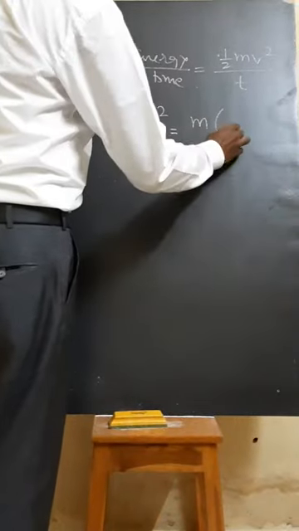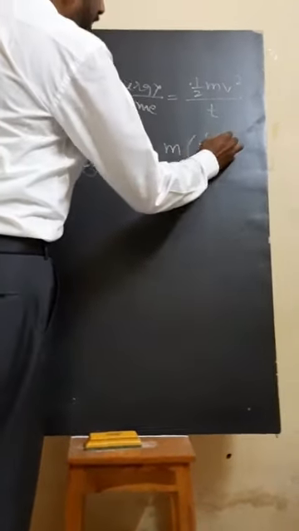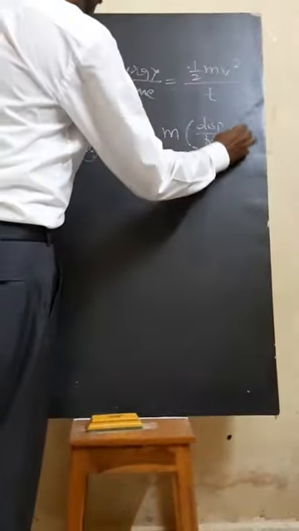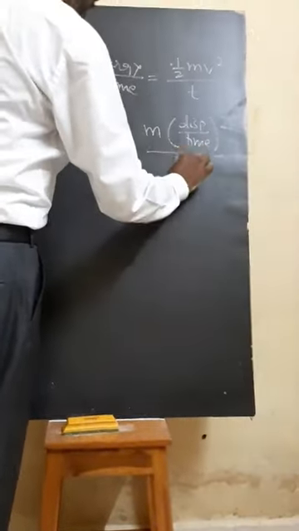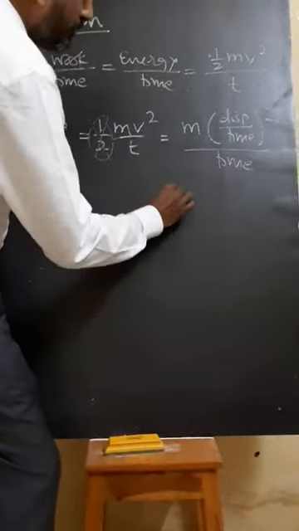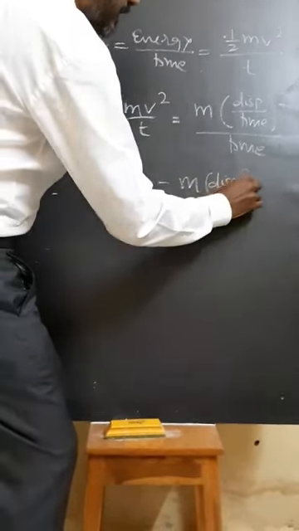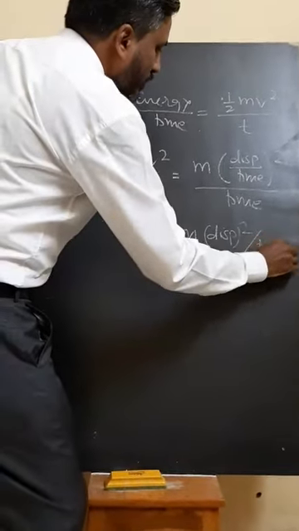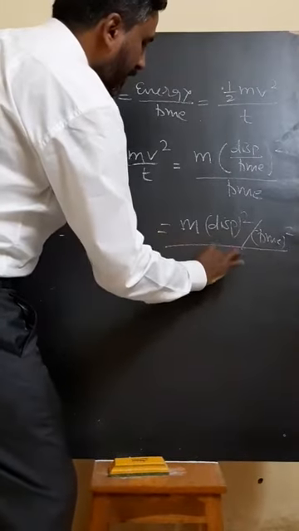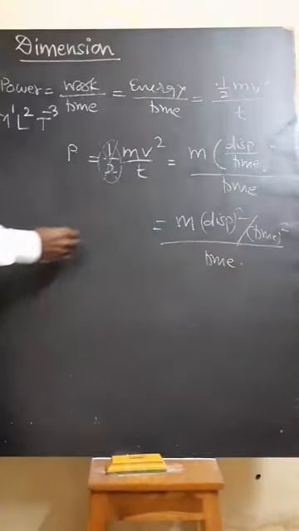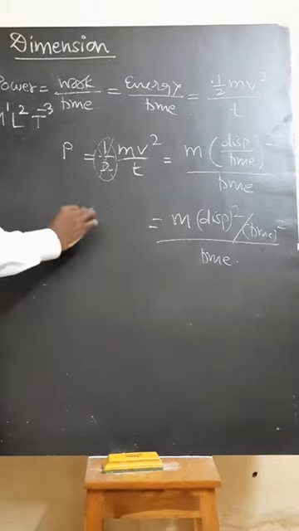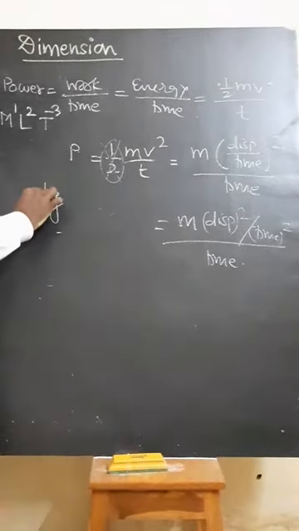Here mass, velocity. Velocity means again displacement upon time, and there is a square, divided by time. So my formula again becomes mass into square of displacement divided by square of time, and whole divided by the time. Now I'm expressing the unit. Mass, the unit is kilogram.